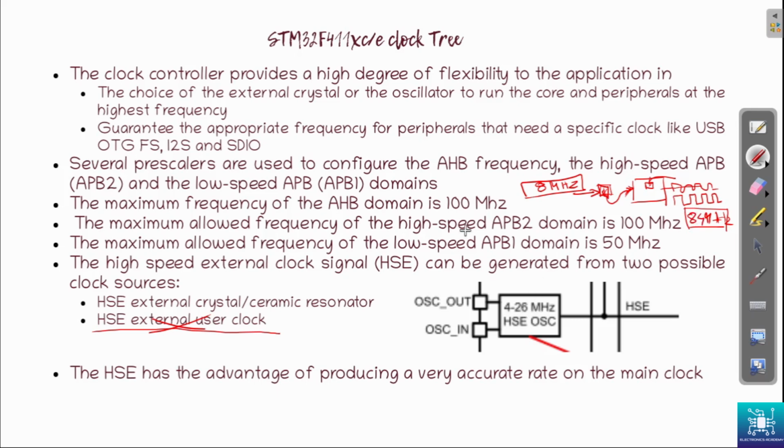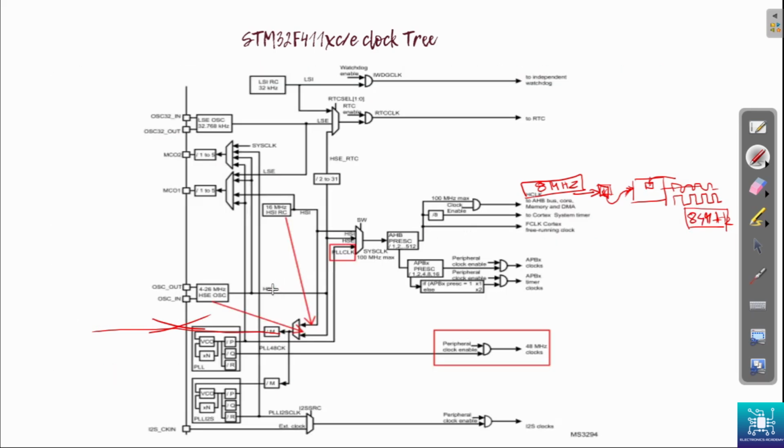So if you go back to the diagram here, this is the HSE clock that we'll be using, and this is where the crystal is connected. So we'll have to use the HSE clock, we'll have to use the PLL here, and then route this clock out to this particular multiplexer. So we'll see all that.